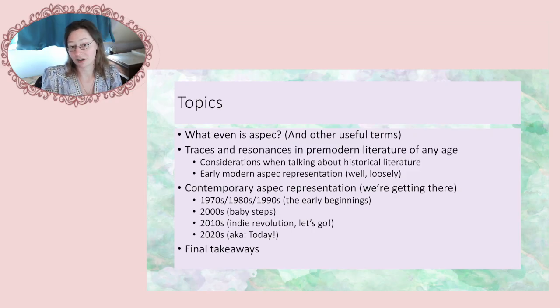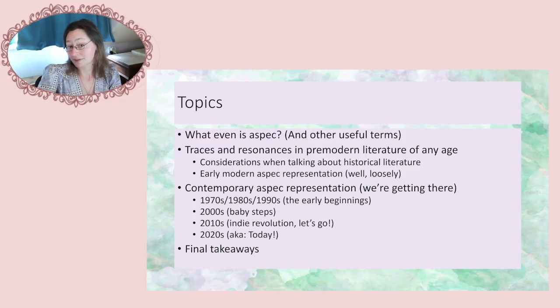But we can have some examples for it, and basically this is just to show that we do have these concepts and these ideas in early modern literature. There is stuff for us to look at, and why and how, and what the pitfalls of doing that are, is also very important. Then we're going to be talking about contemporary Aspec representation, which is where we're finally getting. I've divided this, as you can see, into four subsections: the 1970s to about the 1990s, the 2000s, the 2010s, and the 2020s. And then we have the final takeaway and wrap up, all that lovely good stuff.